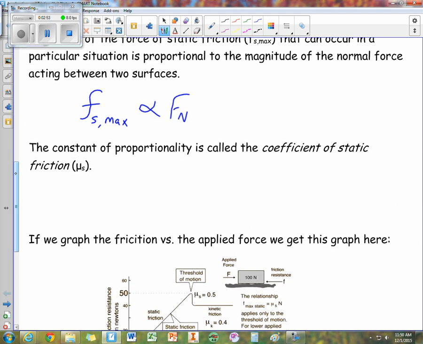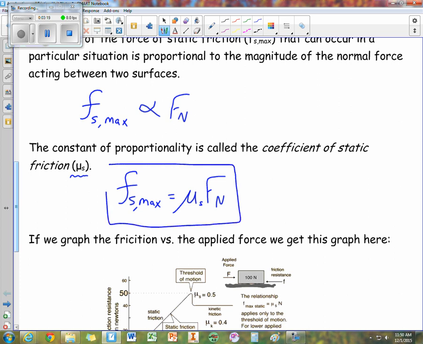So since we have proportionality, we need to have a constant of proportionality. For us, that's going to be mu. It's this little letter right here, and it is the coefficient for static friction. So the maximum static friction that can exist will equal the coefficient of static friction multiplied by the normal force. And these are vectors.